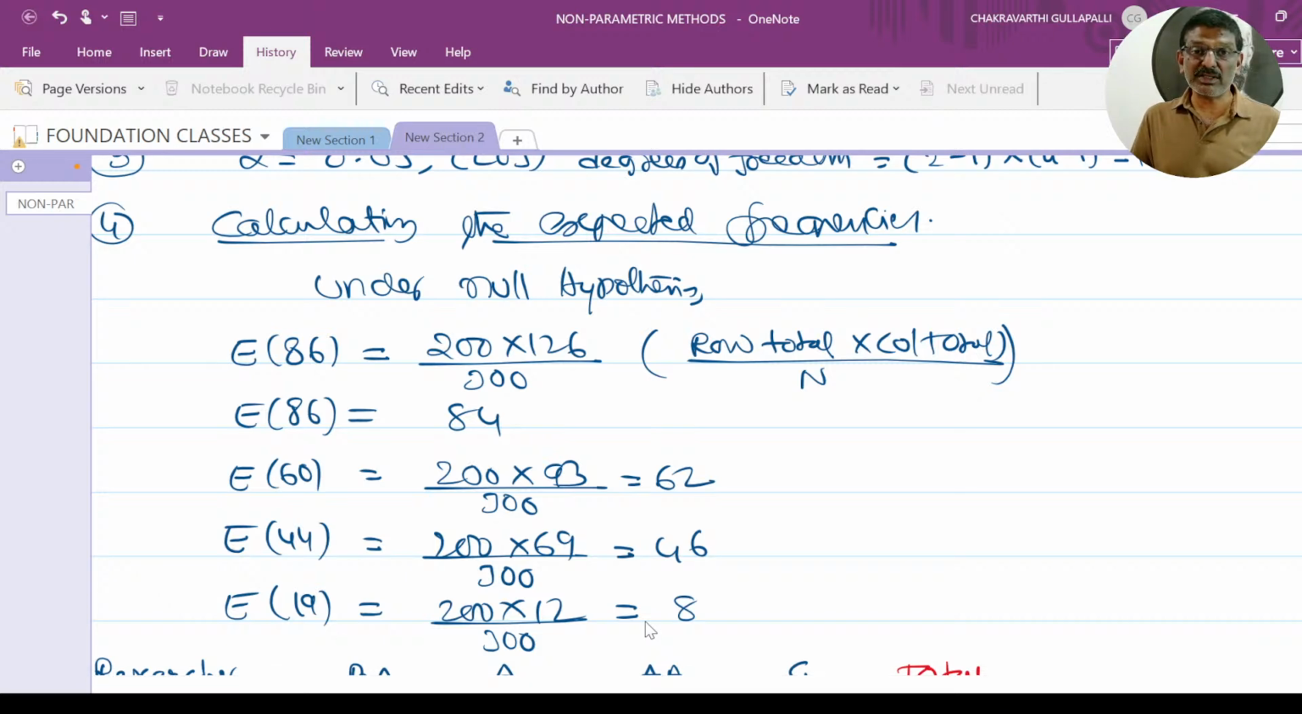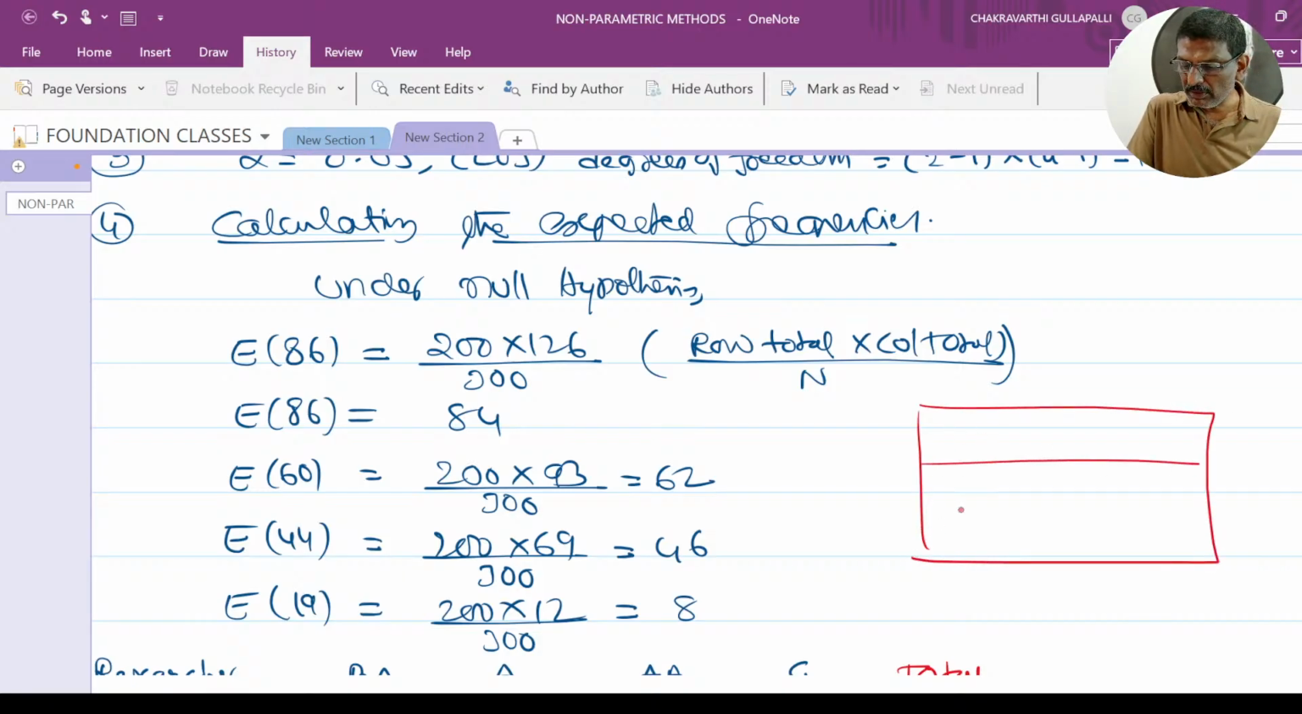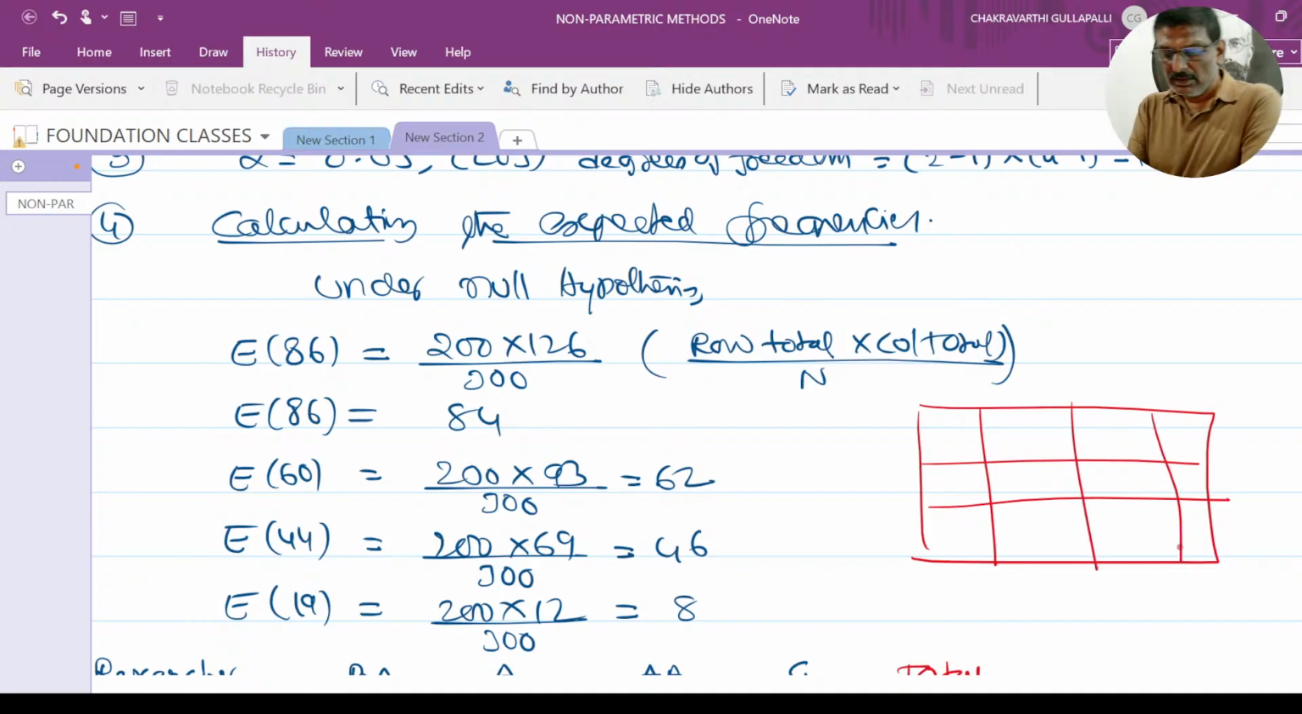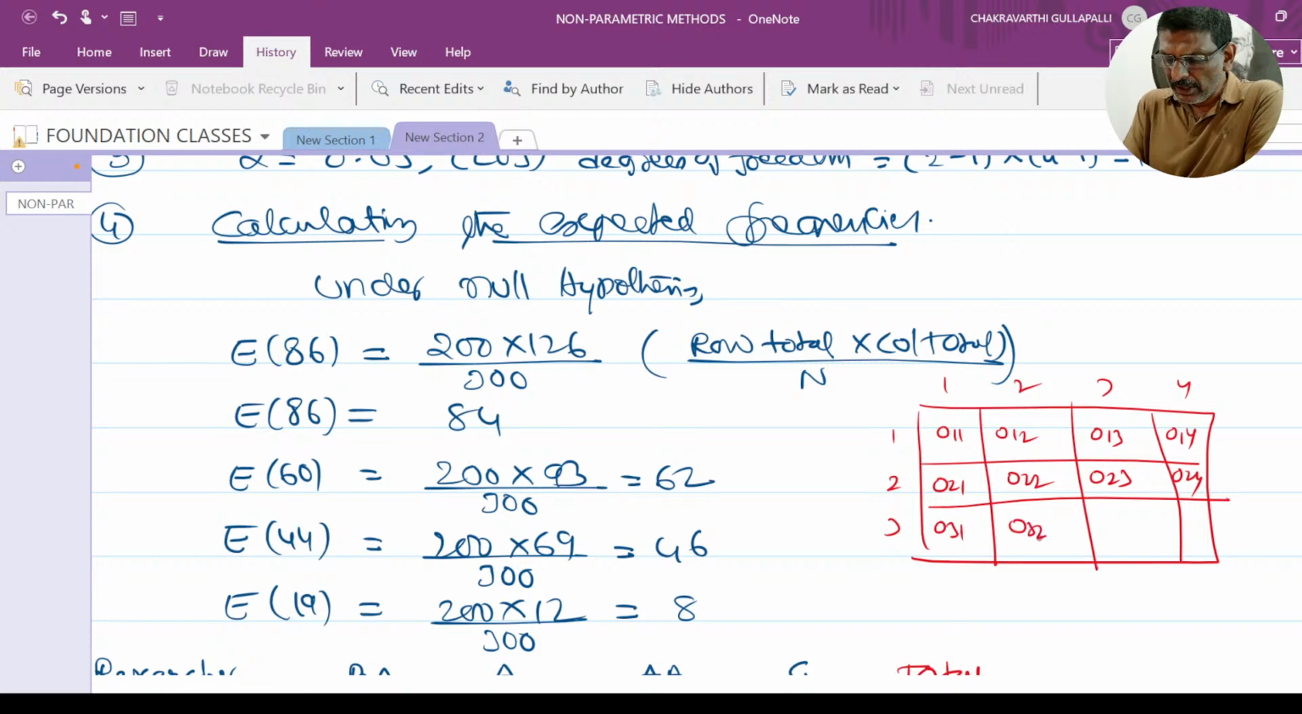Now expected frequencies are required here. For example, several rows and different columns are there: the first row, second row, third row, and 1, 2, 3, 4 columns. These are O11, O12, O13, O14, O21, O22, O23, O24, O31, O32, O33, O34. So now these are the observed frequencies.